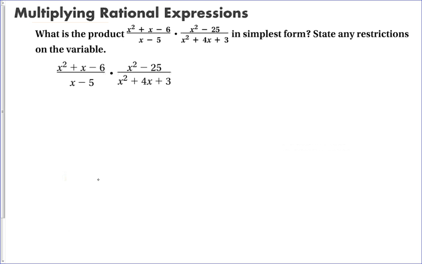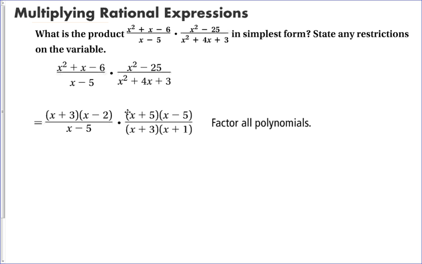Now let's look at multiplying rational expressions. The first thing you want to do, again, is factor everything, because these are a lot easier to do in factored form. So the x squared plus x minus 6 goes to x plus 3 times x minus 2. x squared minus 25: this is 5 squared, so this is a squared minus b squared.